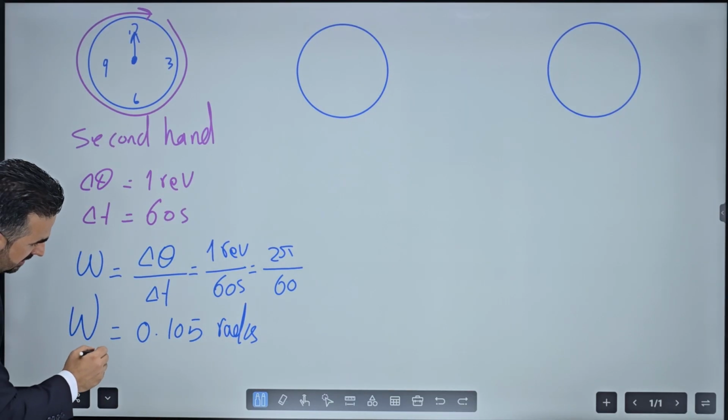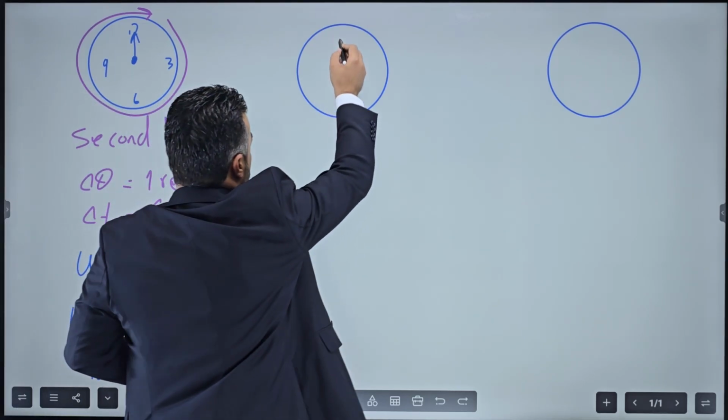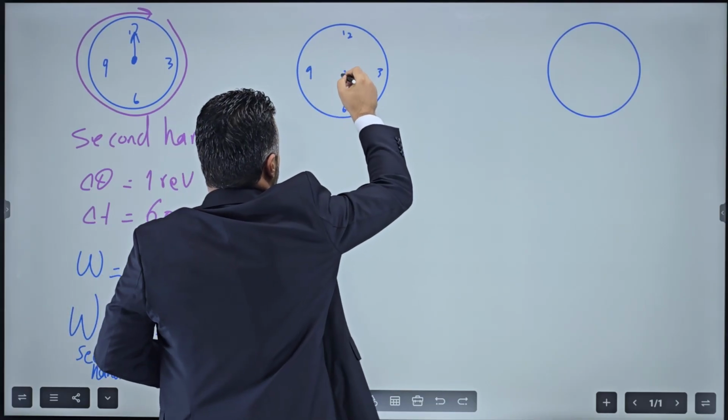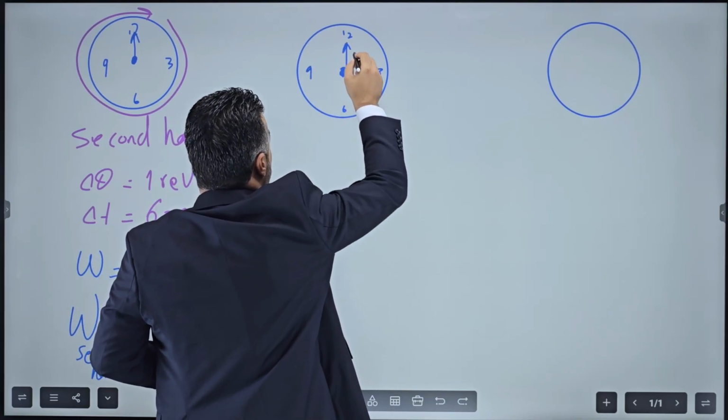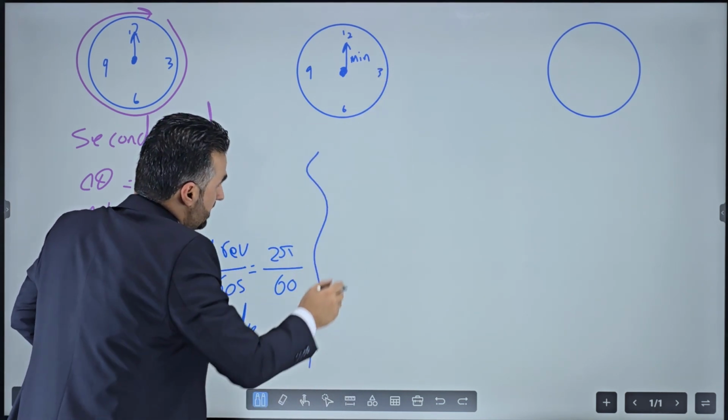For the second hand of a clock. Okay, now can we find the angular speed for the minute hand of a clock? Yes, we're going to do exactly the same thing here. So at 12, that is 3, 6, and 9 here. Now this time we're going to find the angular speed for the minute hand, don't forget. So we're going to use the same procedure.